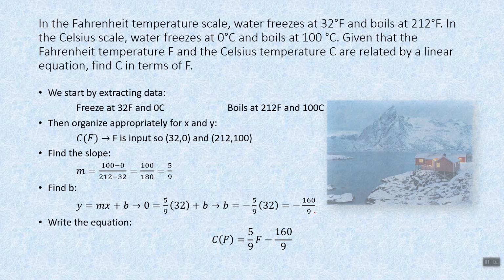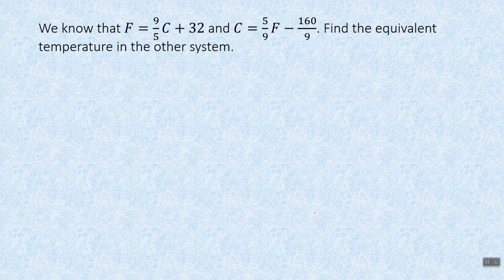And we can put this together into the equation. It's actually a function, right? The function C of F equals 5/9 F minus 160/9. So there's an equation that converts from Fahrenheit to Celsius and Celsius to Fahrenheit. We can use these two equations to go back and forth with some examples.